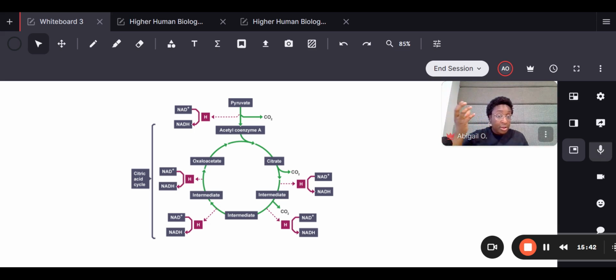They're removing hydrogen and their electrons, so the hydrogen ion and its electron, from a specific compound to turn NAD, which is our hydrogen carrier, into NADH. So that's what you see happening here. All the time you see NADH, dehydrogenase enzymes are at work.